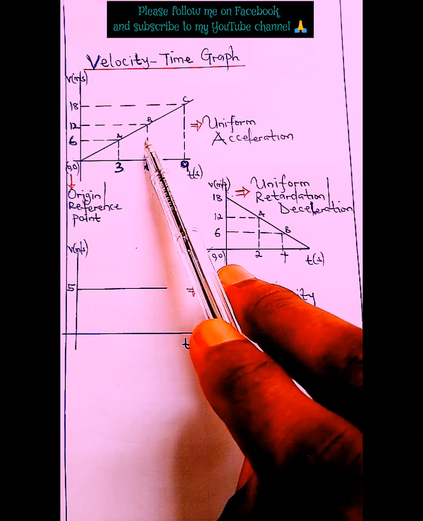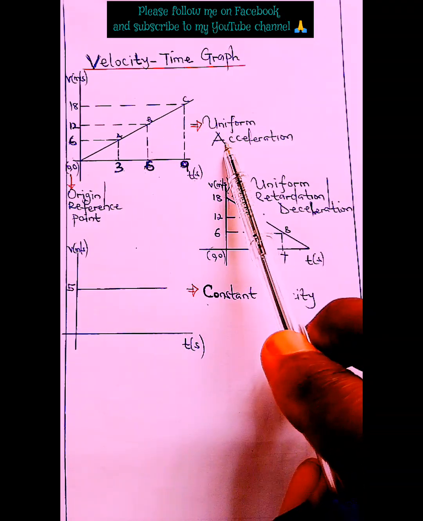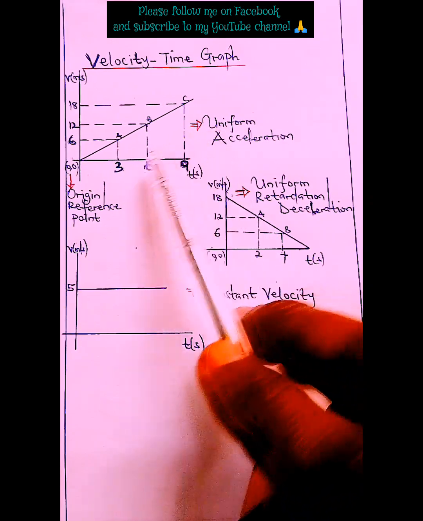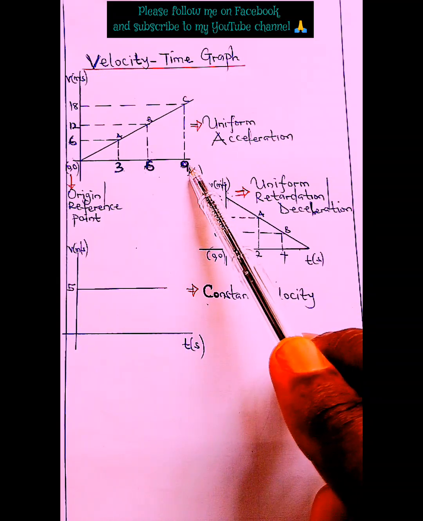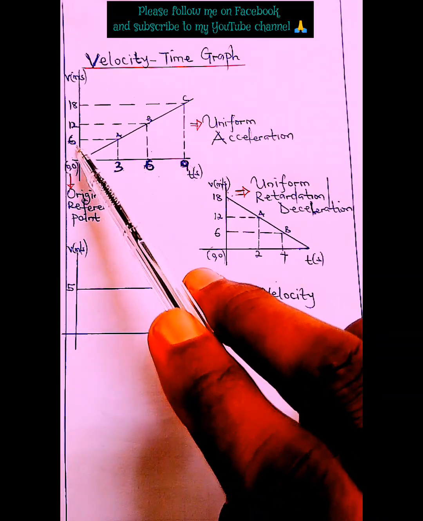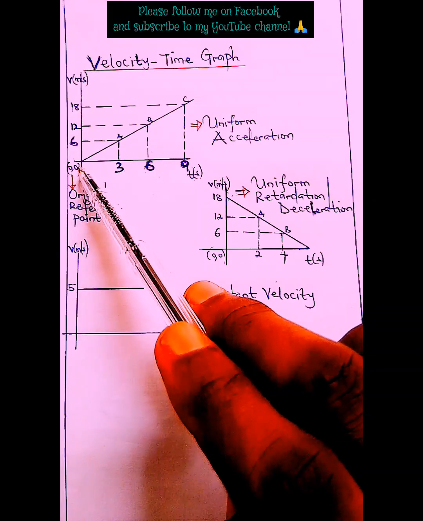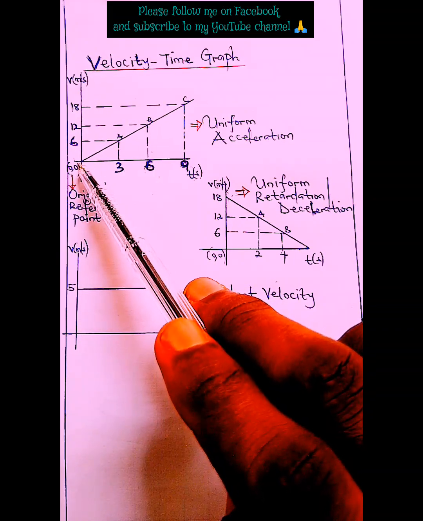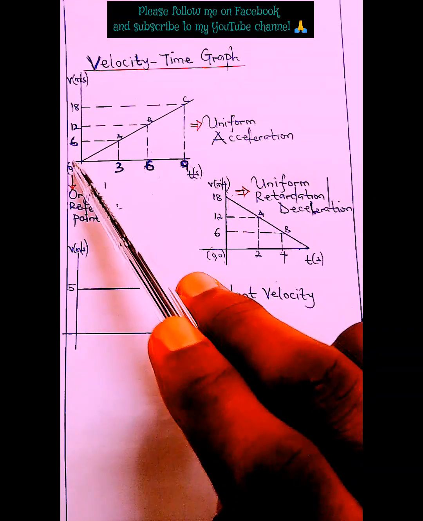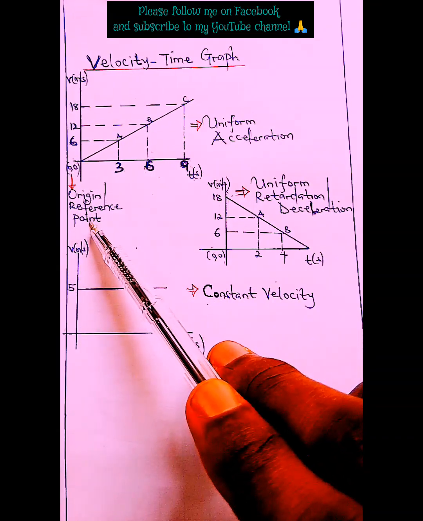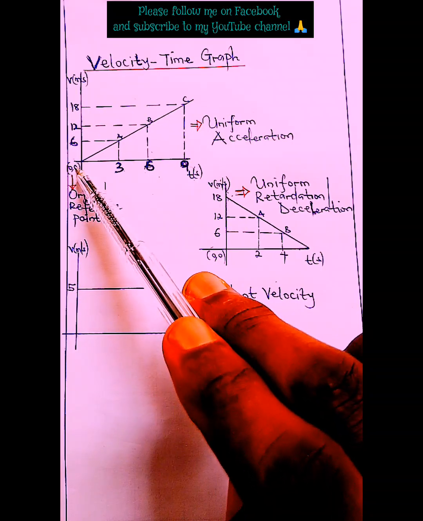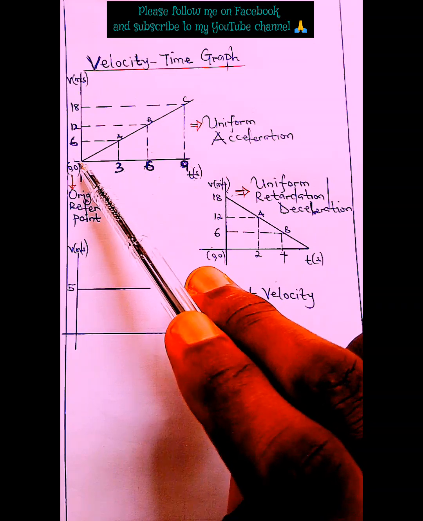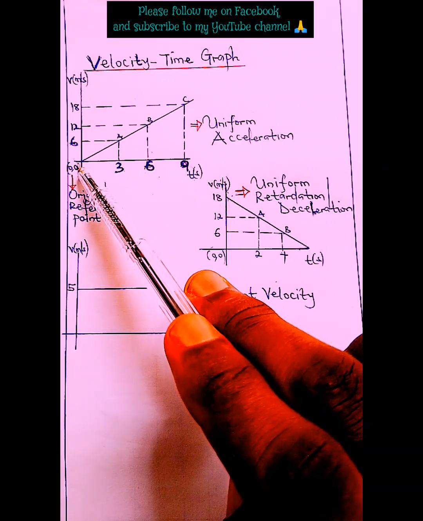The first we have is a graph that shows uniform acceleration. Right here, we have velocity, which is in meters per second, and we have time, which is in seconds. For velocity, the very first thing, as you can see, is that this body started from rest, that is 0 meters per second. At this very junction, we call this the origin or the reference point. Why do we call it the origin or the reference point? It's origin because everything starts from here. The velocity starts from this junction, and also the time, which is 0 seconds, also starts from here.